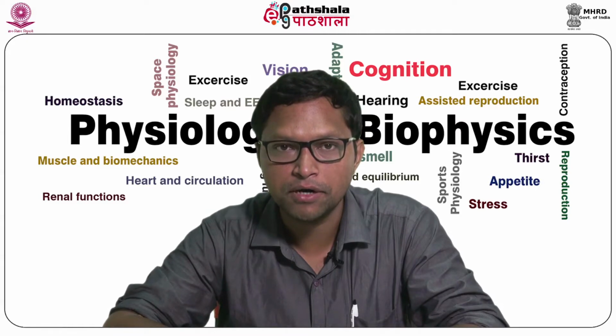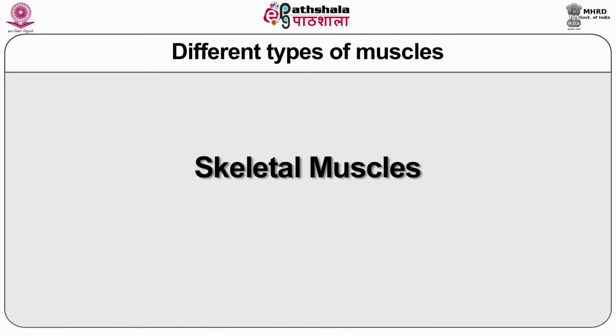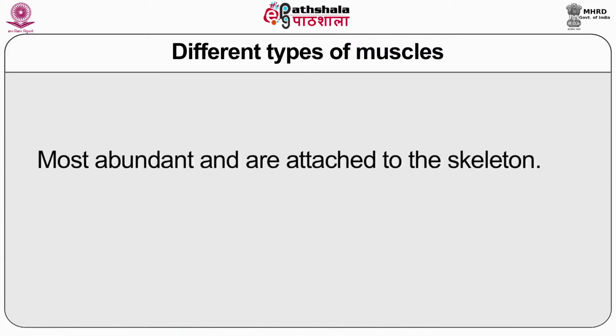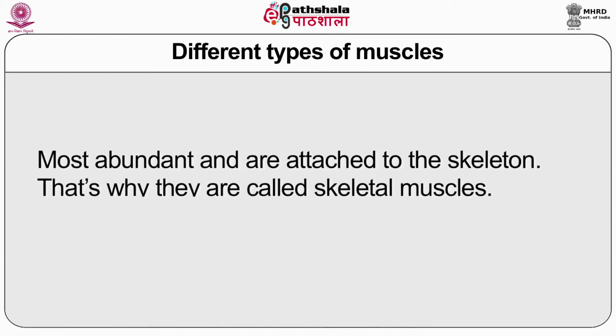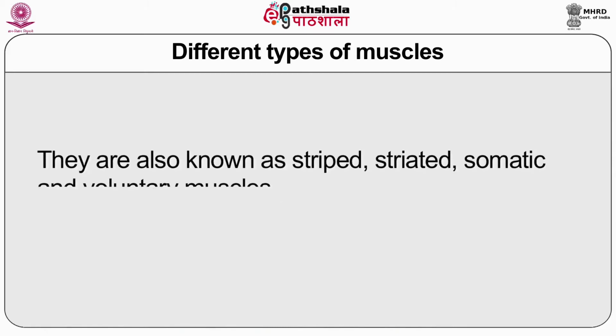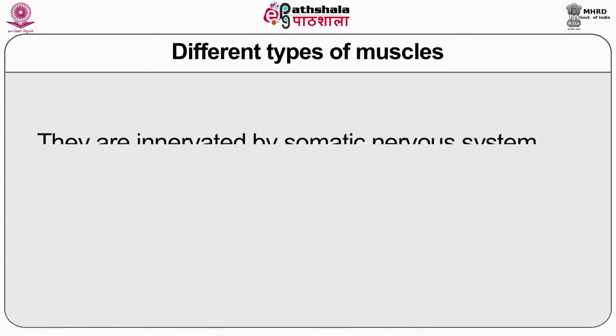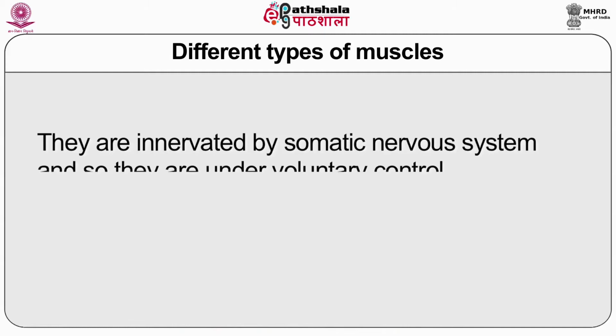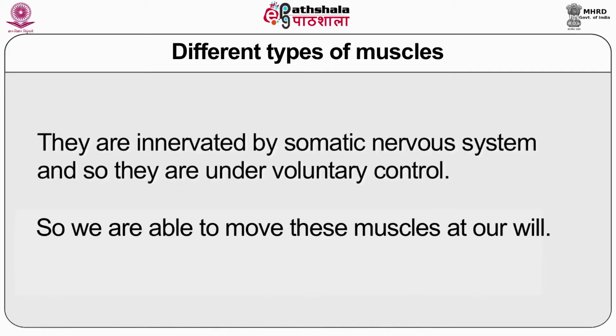Now let's talk about the different types of muscles. 1. The skeletal muscle, most abundant and attached to the skeleton. That is why they are called skeletal muscles. They are also known as striped, striated, somatic and voluntary muscles. They are innervated by the somatic nervous system, and so they are under voluntary control. So we are able to move these muscles at our will.